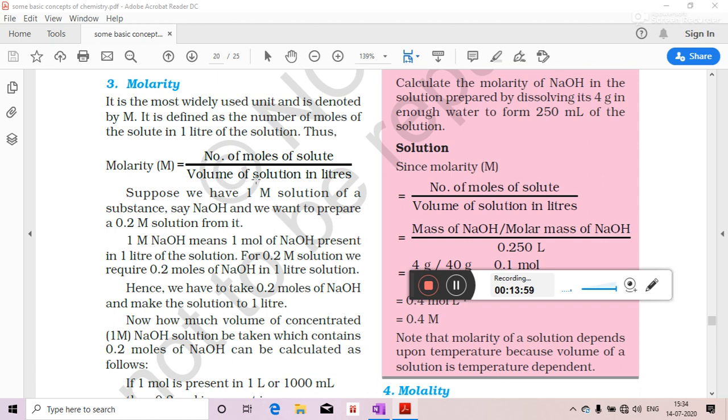So in the denominator, if you take volume of solution as 1 liter, so denominator if it is 1, then in that case numerator and answer will become equal. So that's why it is written, according to definition, number of moles of solute in 1 liter of solution will become equal to molarity. Suppose we have 1 molar solution of a substance, say NaOH. So that all we will see in the numerical, then only you will understand.